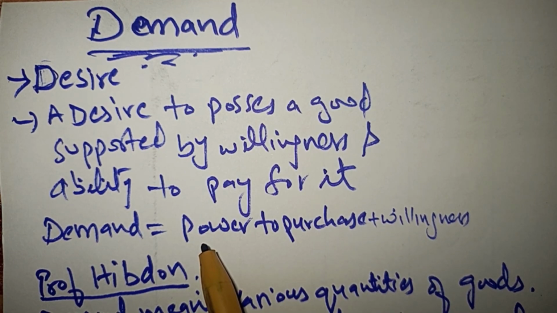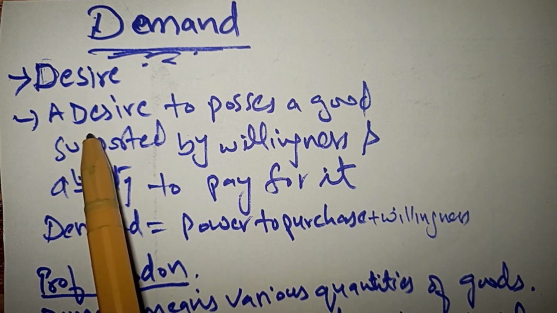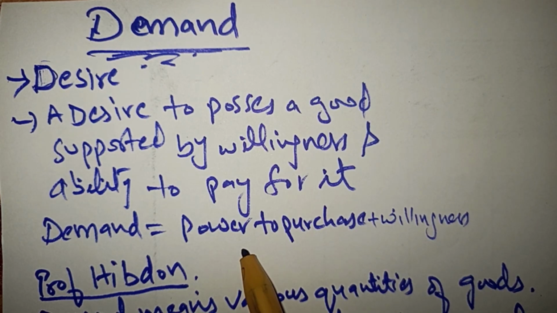For example, I want to purchase a mobile, and that is my desire to possess an iPhone. But I have no purchasing power. It means I have no money, and so it is only a desire, not a demand.